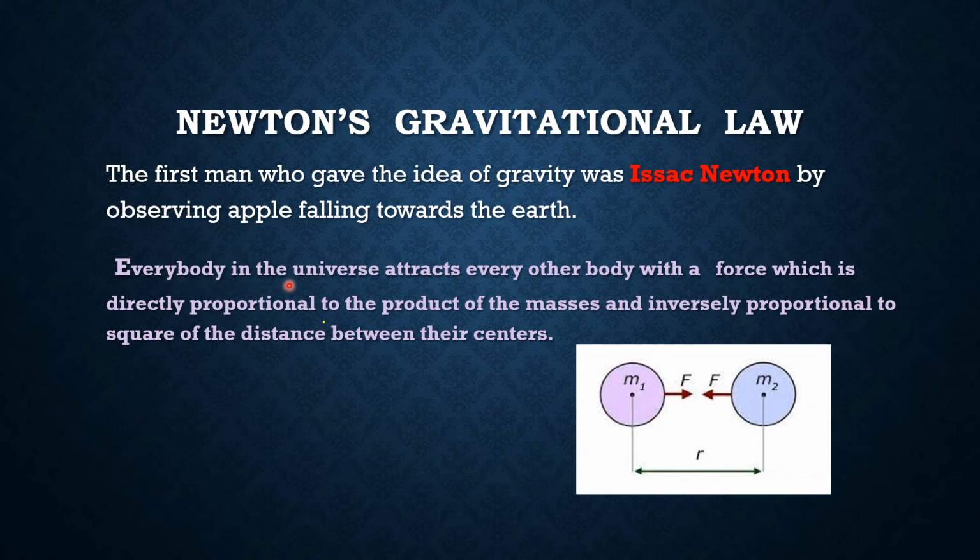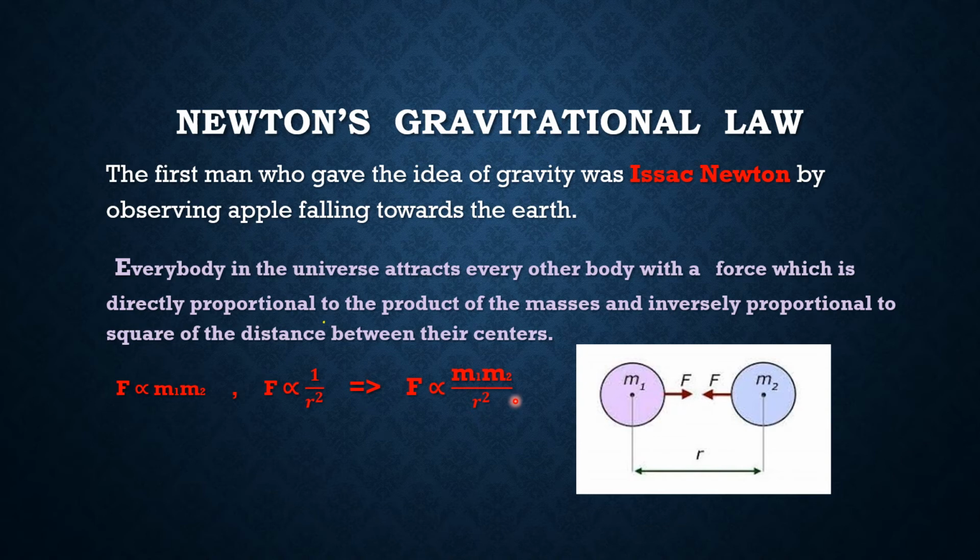Every body in the universe attracts every other body with a force which is directly proportional to the product of their masses and inversely proportional to the square of the distance between them. Mathematically, we can write F is proportional to m1 m2, and F is inversely proportional to r squared, which means F is proportional to 1 over r squared. By combining both relations, we get F is proportional to m1 multiplied by m2 divided by r squared.